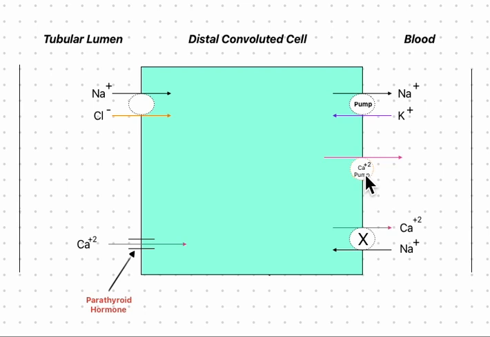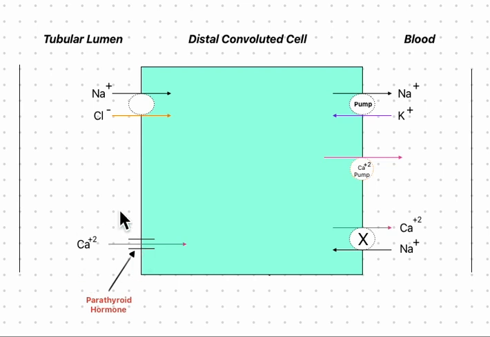The first transporter is the calcium pump. It uses the energy of ATP and it pushes calcium from distal convoluted tubular cells into the blood. And the second transporter we have is an antiporter, which moves calcium ions from tubular cells into the blood in exchange for sodium ions from blood into the tubular cells. So in a nutshell, calcium exits the distal convoluted cells via the sodium calcium exchanger and the calcium pump.